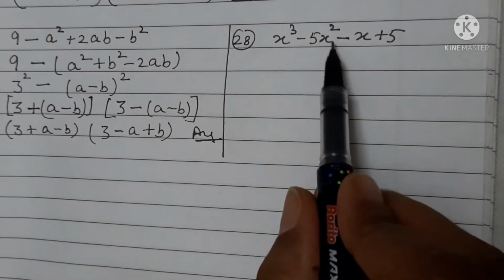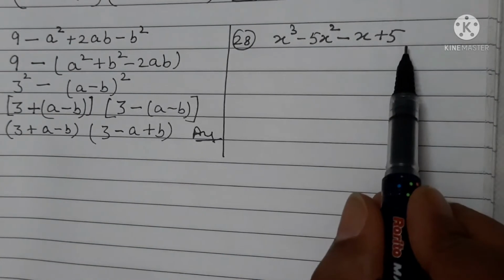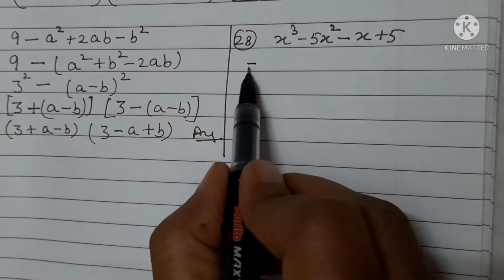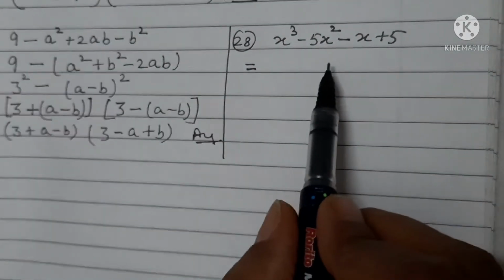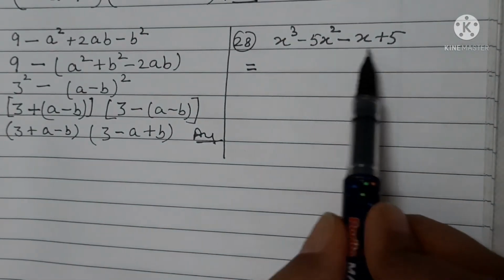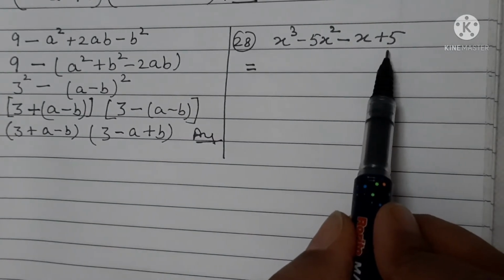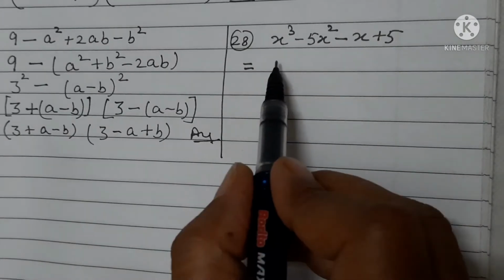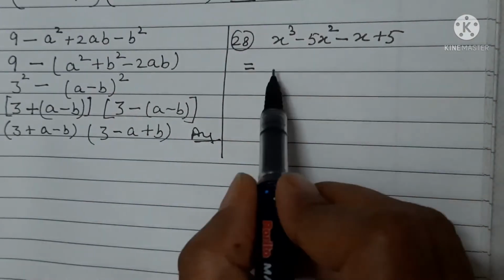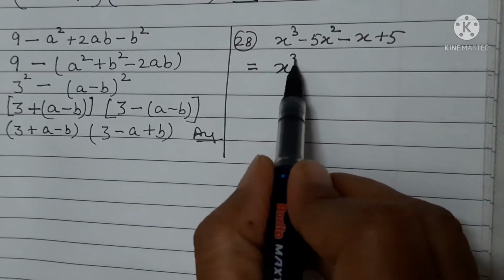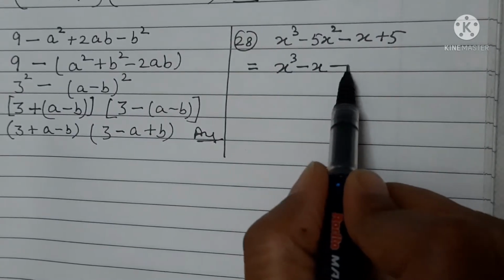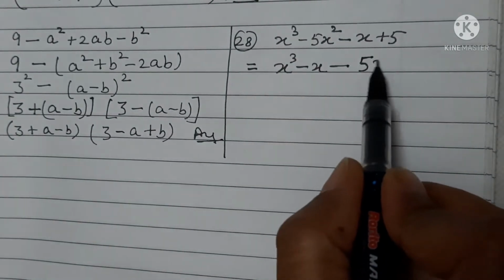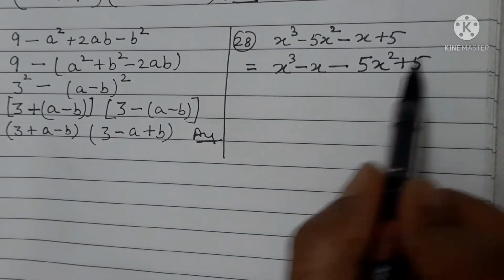x cube minus 5x square minus x plus 5. So see all the terms, putting these two terms together, and let's see what happens. x cube minus x taking together, so x cube minus x minus 5x square plus 5.